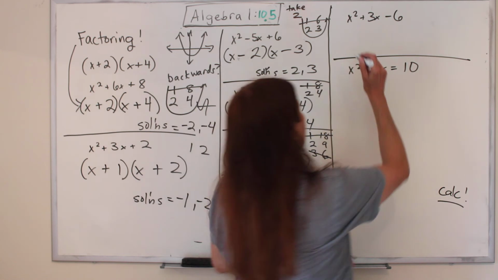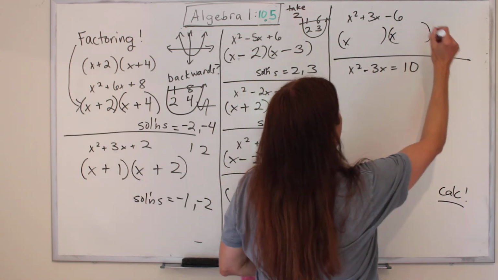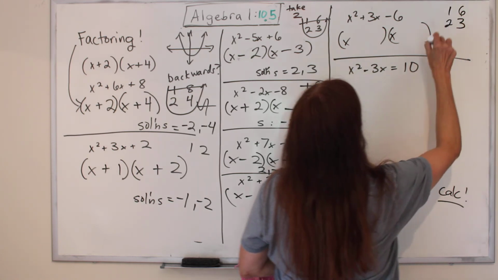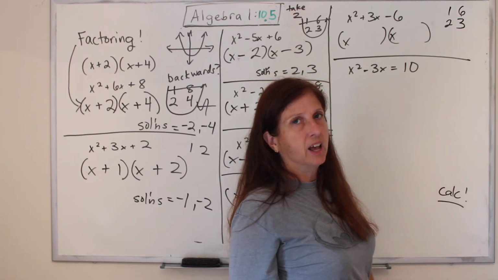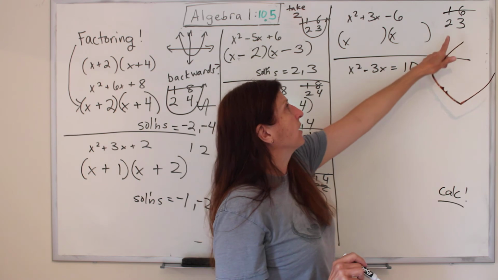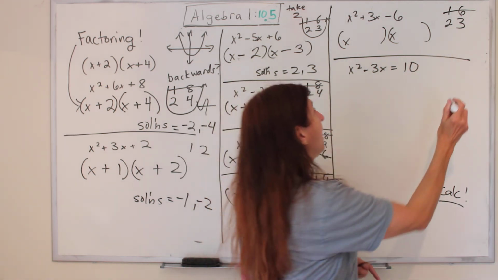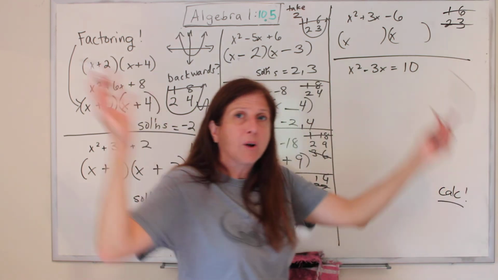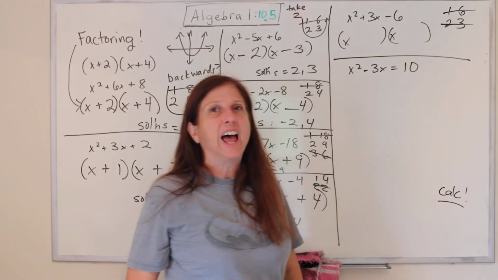One more time. Draw our parentheses. Draw our x's. Write down our factors. 1 and 6, 2 and 3. Can you add or subtract 1 and 6 to get 3? No, you get 7 or 5. Can you add or subtract 2 and 3 to get 3? No, you cannot. You get 5 or you get 1. Oh no, we marked them all out. What do we do? The answer is this cannot be factored.